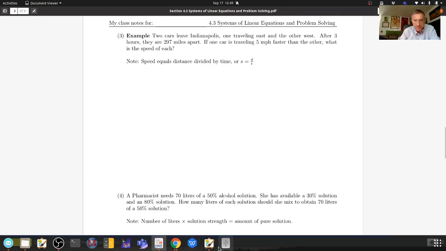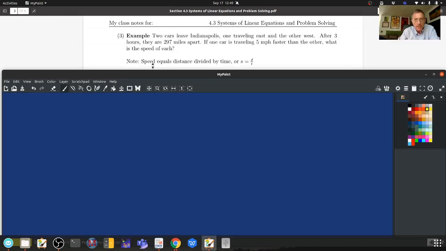So here we go. Here's another one. So let's read the problem. 2 cars leave Indianapolis, one traveling east and the other west. So listen, if you all want to draw a sketch, draw a sketch. Car 1 is going east. We'll call that car 1. And car 2 going left, and right there is Indianapolis. If that helps, then do it.